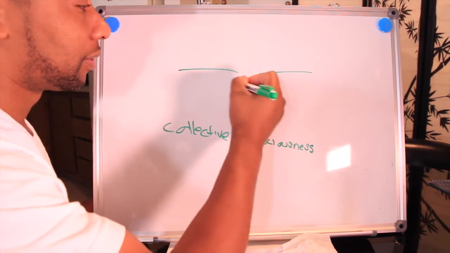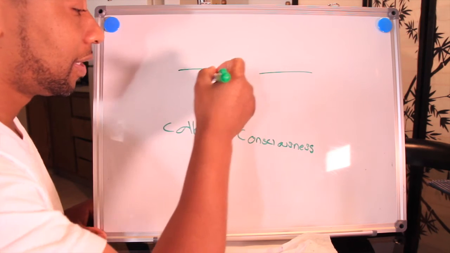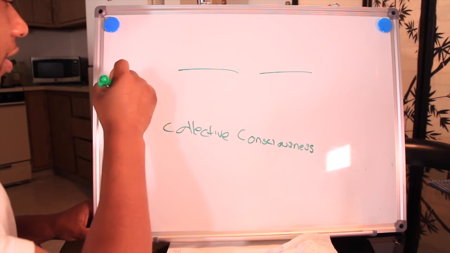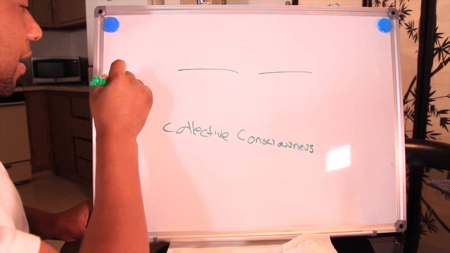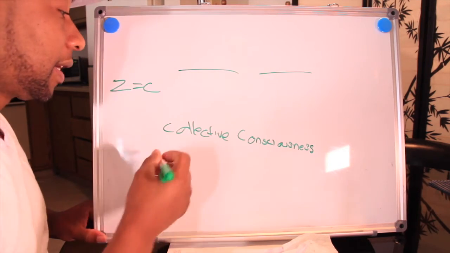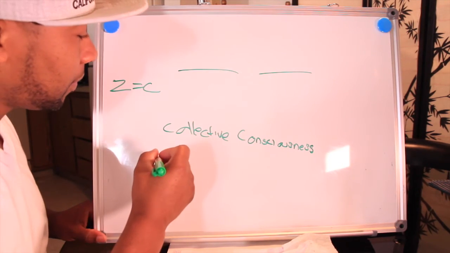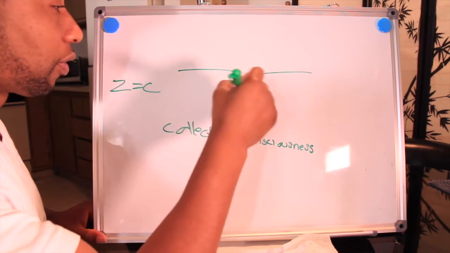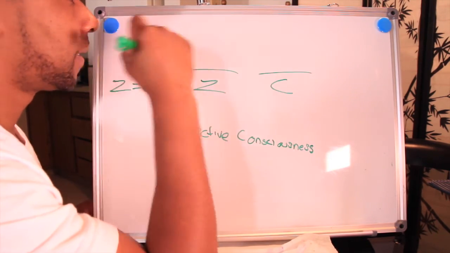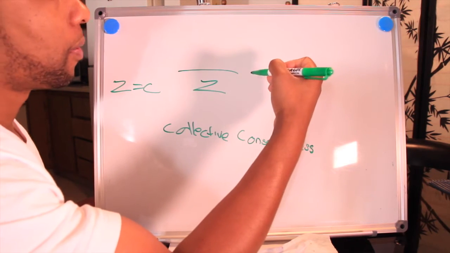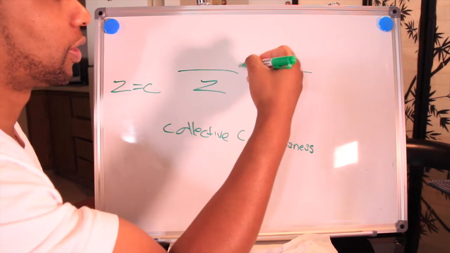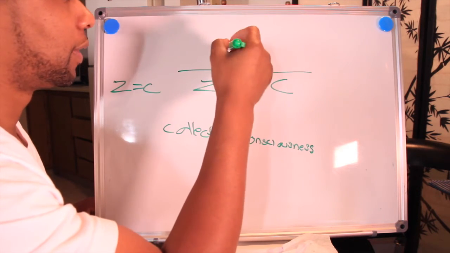Common denominators. You know what I'm saying? Because you can say that Z equals C, right? Z equals C, and these are common denominators. Common denominators. We've heard this term used before. You see what I'm saying?